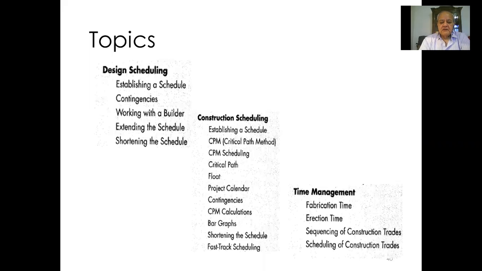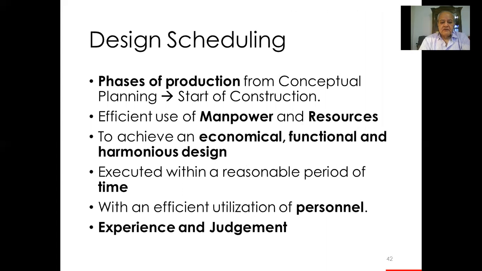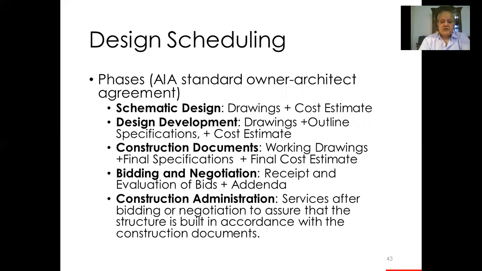We have scheduling for the design stage and scheduling for construction, and these help us to manage the time and work. So during the design stage, we have to have schedules for the different design phases, how many people will be required for each phase, how much money will be paid, and so on. So we have the stages of schematic design, design development, construction documents, bidding, construction administration.